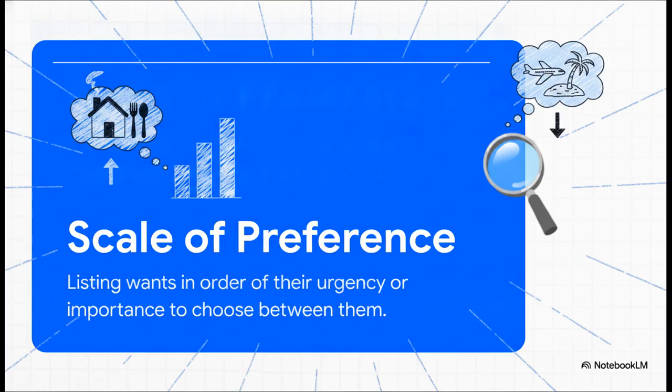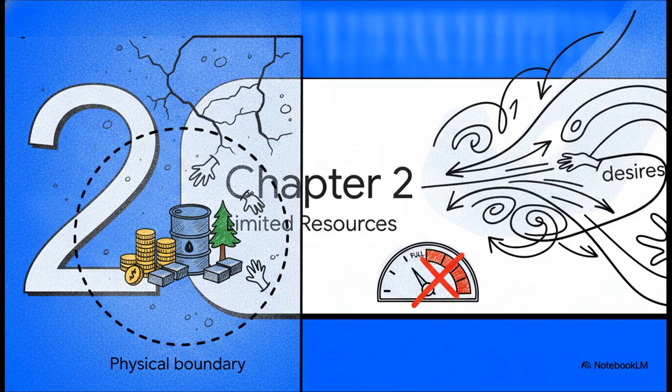Obviously, not all wants are created equal. They differ dramatically in their urgency. Some are life or death pressing, like getting food and shelter, while others are just kind of nice to have, like a luxury vacation. By listing out these various wants in order of their urgency or importance, individuals and entire economies can choose between them. We absolutely must prioritize. Now, what's really interesting about this next slide is how we hit a wall.